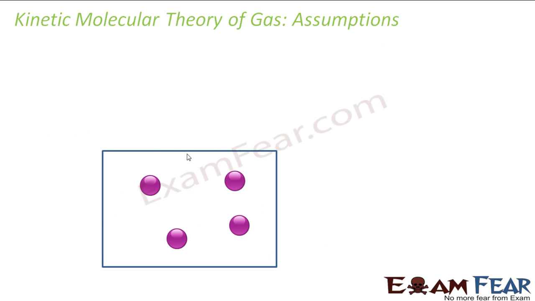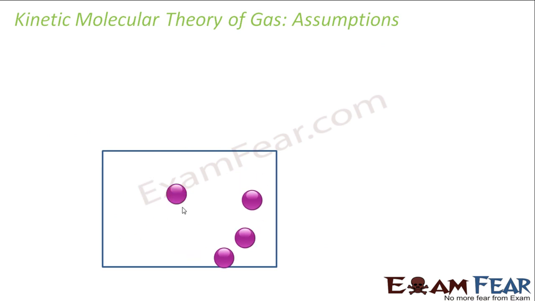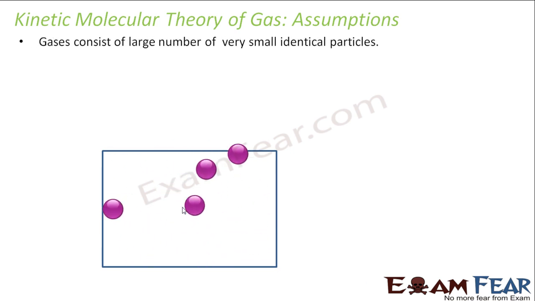If you see the container, I have these molecules and they all move around like this, correct? They all move around like this. Before we start the kinetic theory of gas, several assumptions have been made. The first assumption was that gases consist of a large number of very small particles.